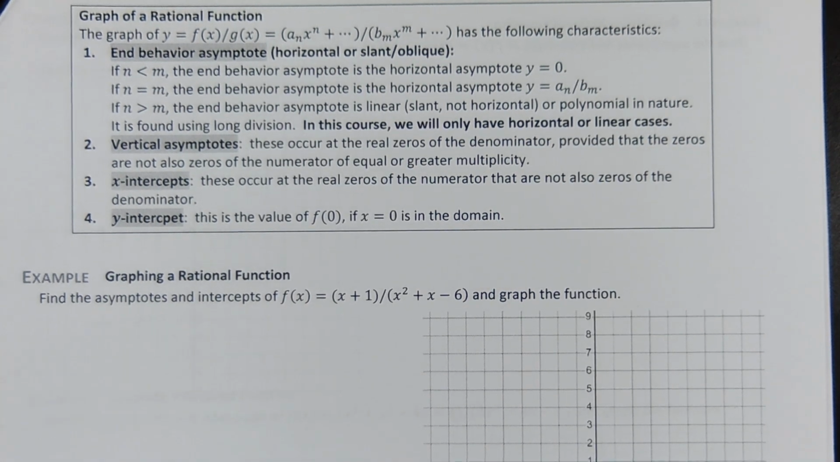In pre-calculus, you do go higher. You can have quadratic asymptotes or cubic asymptotes. You could really go as crazy high of a degree as you want to, but we won't in this course. We'll stick to linear in-behavior asymptotes. So either horizontal or y equals mx plus b.